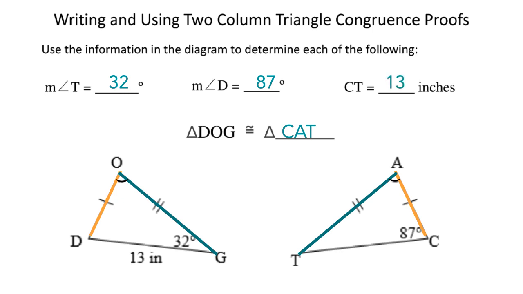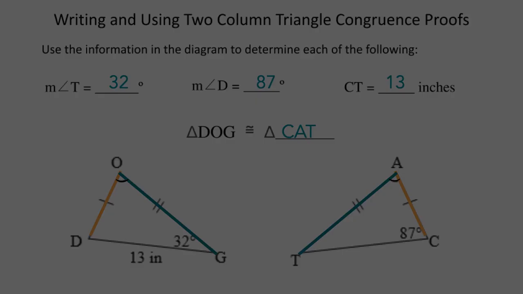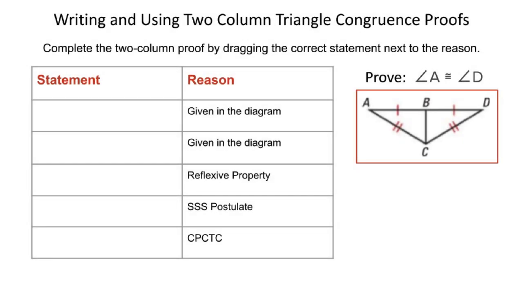Now we're going to try our first two-column proof. Whenever we have a two-column proof, the first column will be statements, the second one will be reasons. I filled in the reasons for you. And we have a diagram. There are some tick marks given to show congruence, and we have to prove that angle A is congruent to angle D. According to the diagram, we don't know at first glance that A and D are congruent, but after this proof, we'll be able to state why they are congruent.